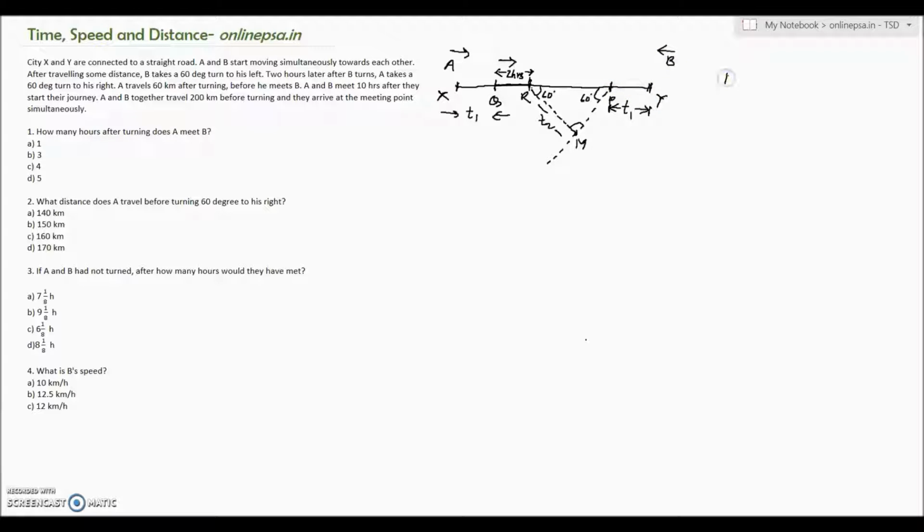So the distance PY plus the distance XR is given as 200 kilometers. This is the distance that they travel before turning, right? And what is the other information? A and B meet 10 hours after they start their journey, which also means that if you add these two sides, RM and PM, to this 200, this is their total journey, right? And they cover this entire journey in 10 hours. How much is this total distance?